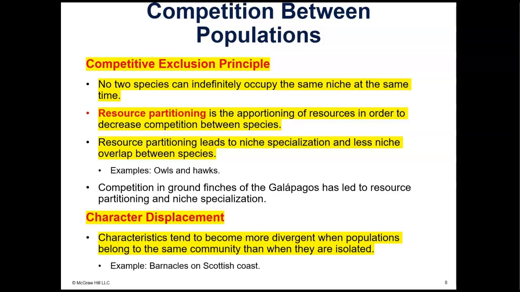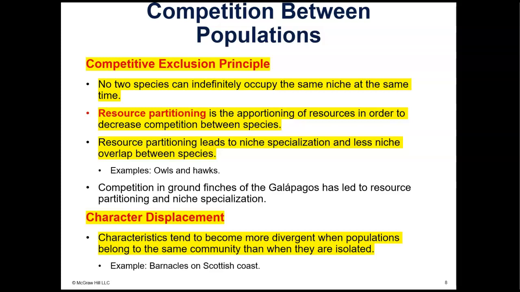And the species that is outcompeted will find another niche somehow. Resource partitioning is the apportioning of resources in order to decrease competition between species. So resource partitioning leads to niche specialization and less niche overlap between species. Owls and hawks are a very common example of this.